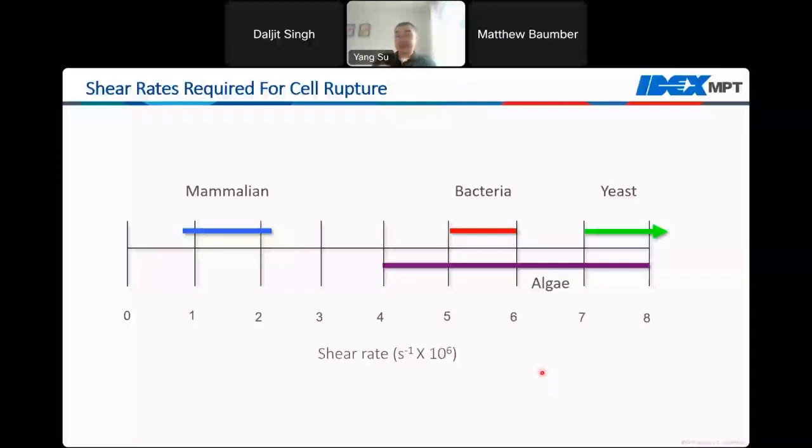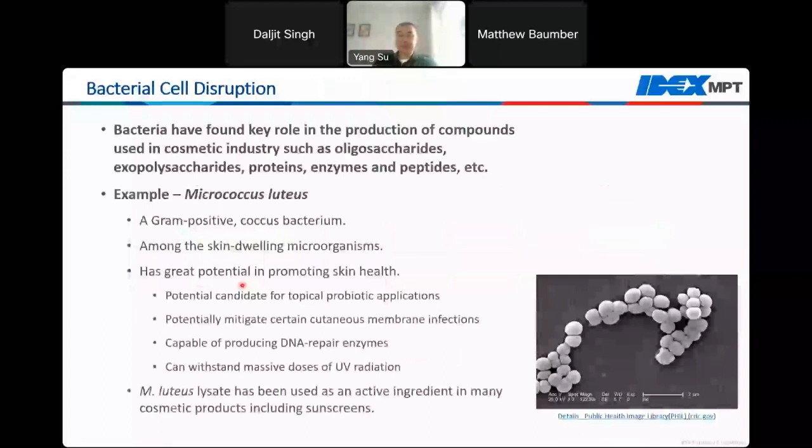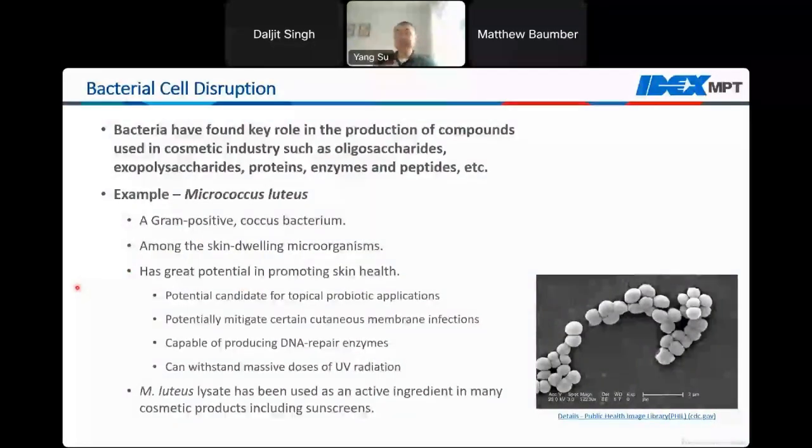As I mentioned before, we can precisely control the shear rate by selection of processing pressure and the interaction chamber, because we're able to produce uniform processing. So we can use that to precisely open or lyse the cells and not damage the product of interest. The example I'm going to talk about here is a bacterial cell.